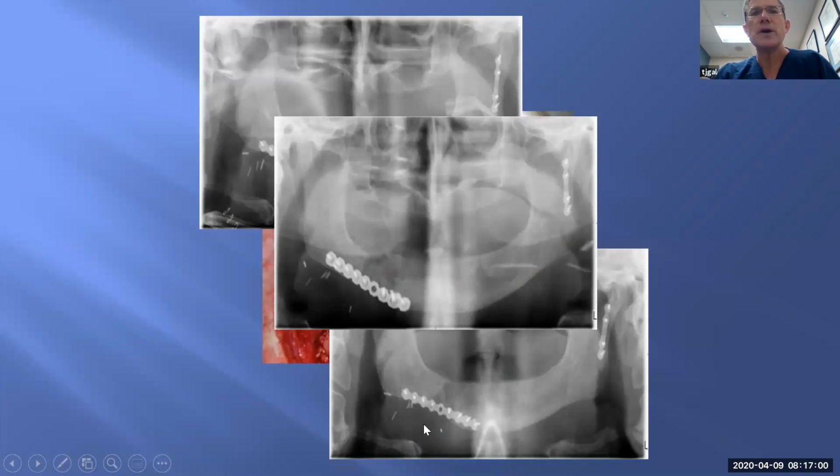You can see we put a bigger plate, smaller plate, bigger plate, and this is a free bone graft because this is a pretty small segment. So once you stabilize it with a larger load-bearing plate, a little bit of bone in there is usually enough to get this to heal, and this actually did well, and he did fine.